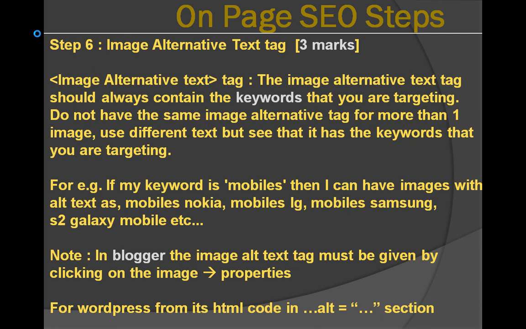But we can see the image and we can make out what that image is. How will the search engine make it out? They can make it out using the ALT tag that you have used for the image. Let's have a look.